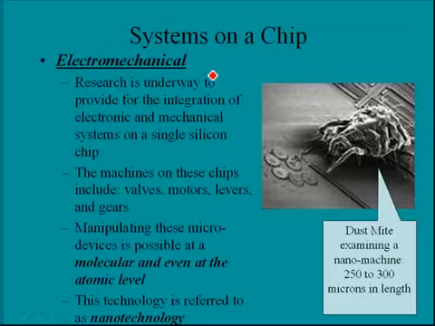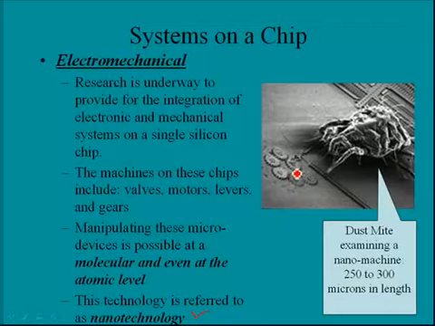Then we have electromechanical systems on a chip. Research is underway to provide for the integration of electronic and mechanical systems on a single silicon chip. The machines on these chips include valves, motors, levers, and gears. Manipulating these micro devices is possible at a molecular and even at the atomic level. This technology is referred to as nanotechnology. And over here to the right we see a picture, and this is a highly magnified nano machine.